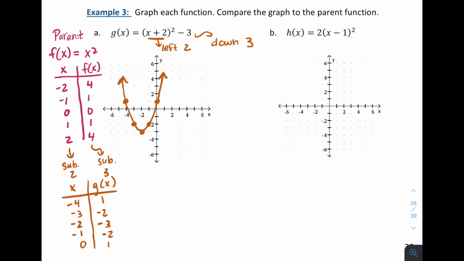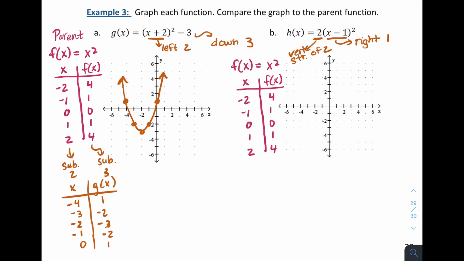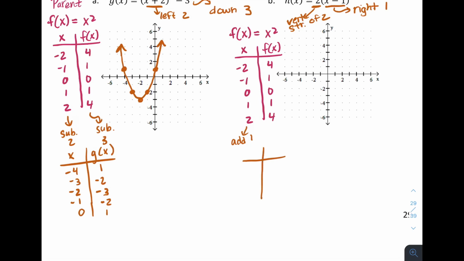On b, I'm going to look at it and go, okay, I need to move things right 1 unit, and I also have a vertical stretch by a factor of 2 from that multiplication of 2 out in front. So I'm going to copy and paste my parent function's points here, and then we should translate it right 1 first, working from the inside of our parentheses, and then we'll stretch it by a factor of 2.